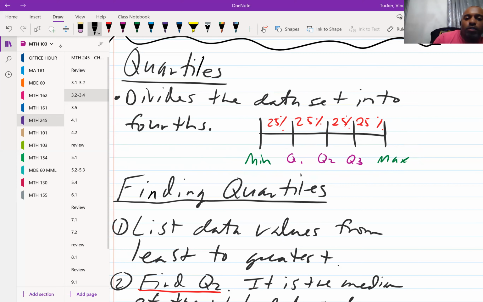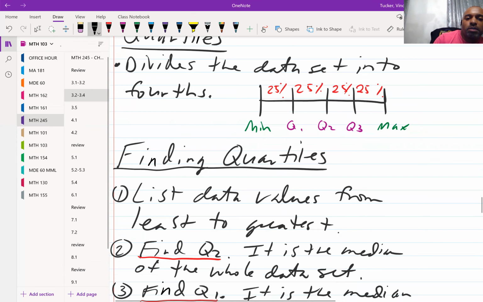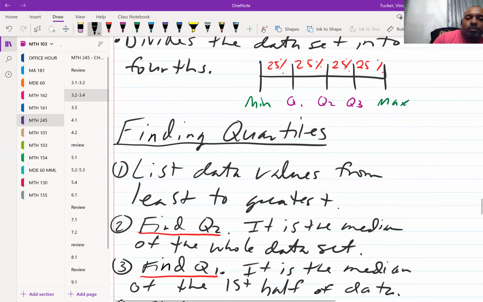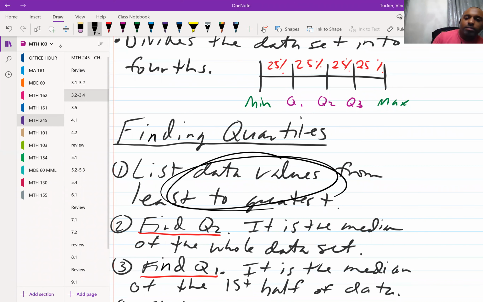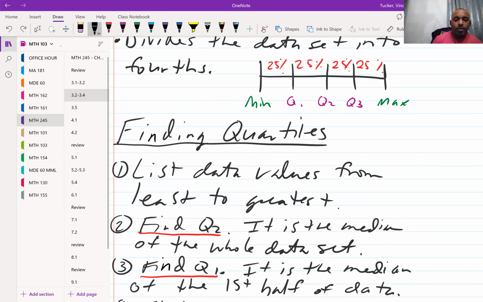All right, so finding your quartiles. Those are your steps. First, you want to list your data values from least to greatest. Once again, don't forget this step. It's easy to forget, and a lot of people do. So don't forget that first step, list your data values from least to greatest.